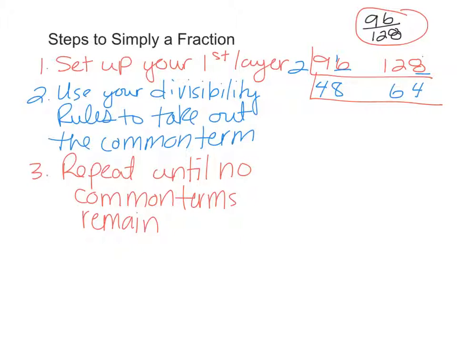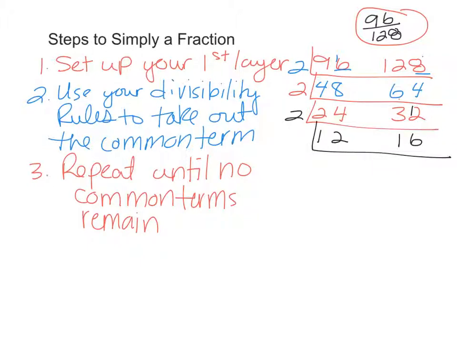So I'm going to keep using my divisibility rules to make sure all the common terms are out. So again, 2 is going to go in there. 2 goes into 4 2 times. 2 goes into 8 4 times. 2 goes into 6 3 times. 2 goes into 4 twice. Again, they're still even, so I can take another 2 out. 2 goes into 2 once. 2 goes into 4 twice. 2 goes into 3 once. There's 1 left over. 2 goes into 12 6 times.